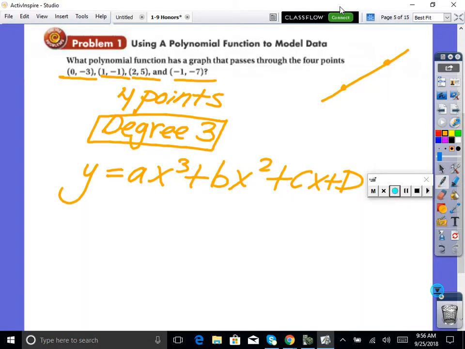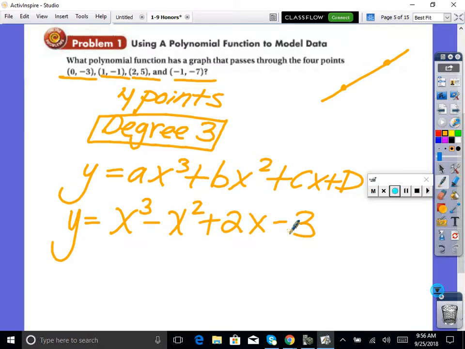So my answer would be, give me what, so it would be y is equal to negative, wait, what was A? So x cubed, then what? Minus x squared plus 2x minus 3. Sweet, there's the cubic that fits those points. So if you plug in any of those x's right here, you should get out what the y value is. It really does work.